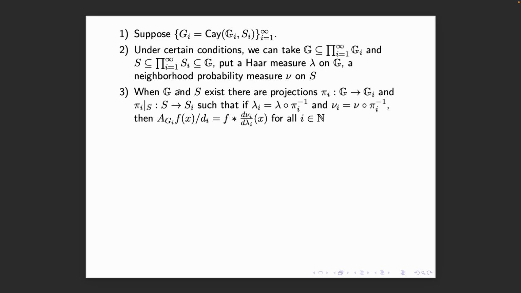And so when these things exist, there are going to be projections from the limit to the graphs in the sequence. And when you restrict the projections to the generating set, you get a projection to the generating sets of the graphs, such that if you define a measure by pushing forward this measure lambda on G onto GI, it's going to be the Haar measure.